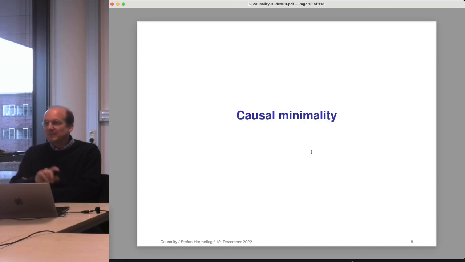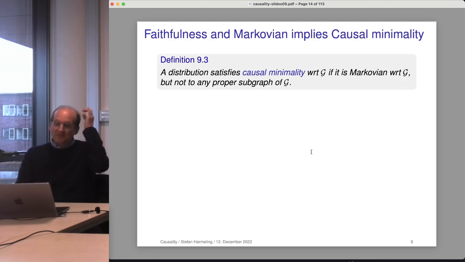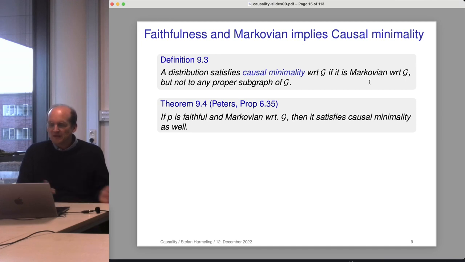So let's move on to causal minimality, which is actually capturing that one. So we say that a distribution satisfies causal minimality with respect to a graph if it is Markovian with respect to this graph. So that's like one thing. So the d-separatedness should imply independence. But it's not Markovian with respect to any proper subgraph of G. So if I remove an edge from G, then my distribution is not Markovian anymore. And then there's a theorem: if I'm faithful and Markovian with respect to a graph, then causal minimality is satisfied as well. Okay, and this can be proved.